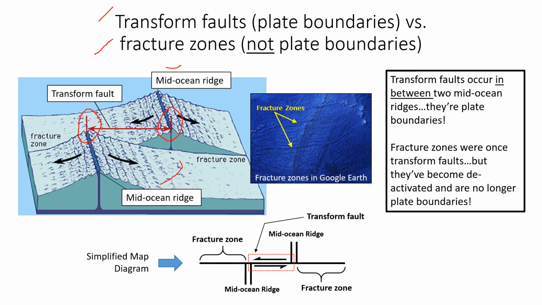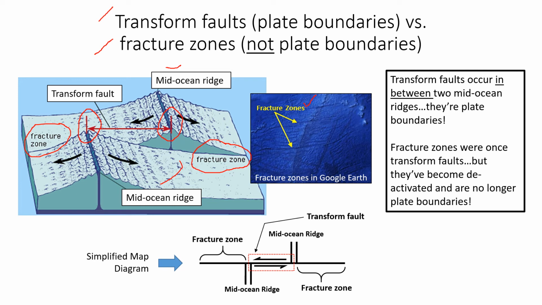However, if we go to the side of the transform fault over here and over here, we still find areas of cracking and breakage on the seafloor. These are known as fracture zones. And I've highlighted a couple of fracture zones in this Google Earth image of the seafloor in the middle of the North Atlantic Ocean. We've actually covered all this previously in Chapter 2. We're just using slightly different vocabulary here.